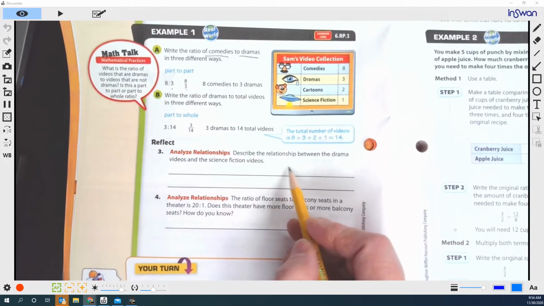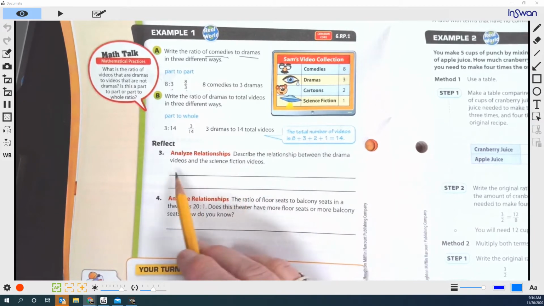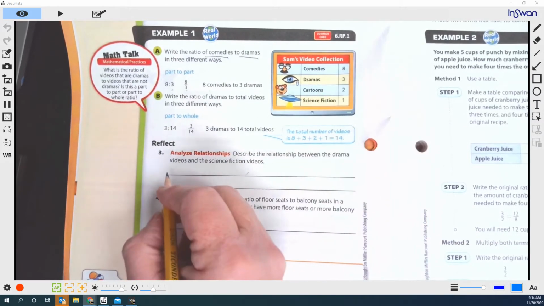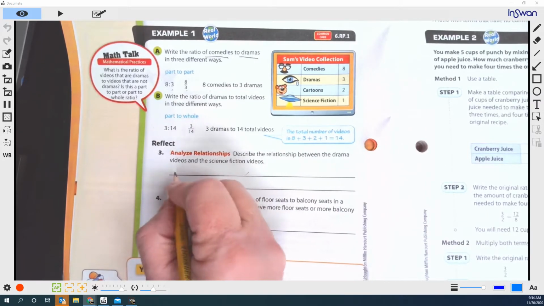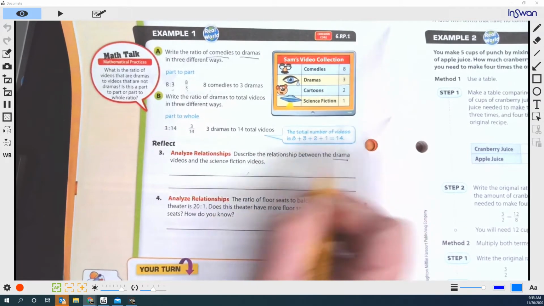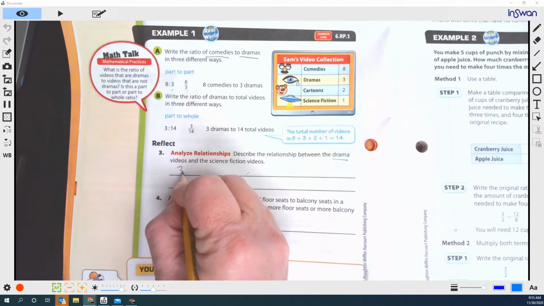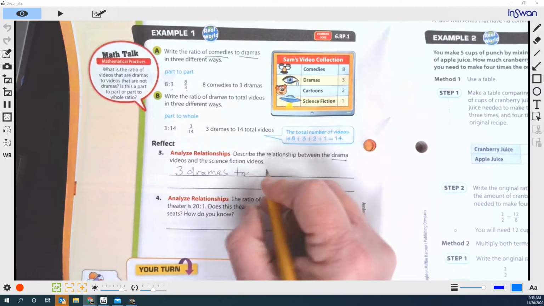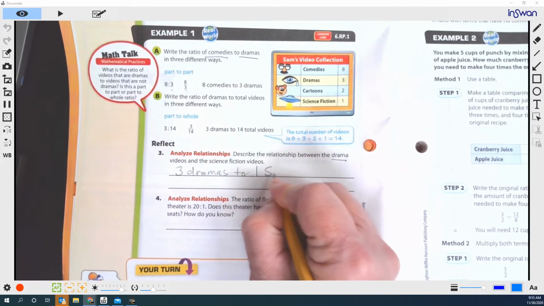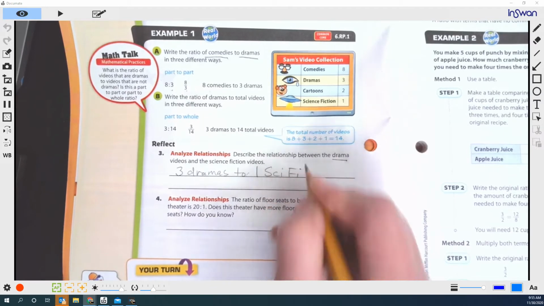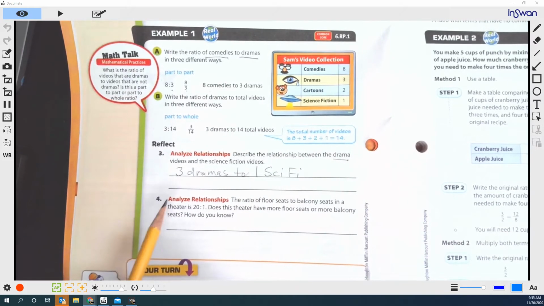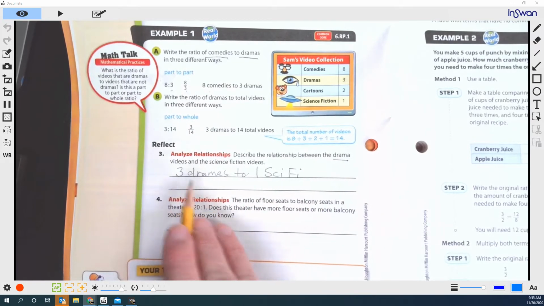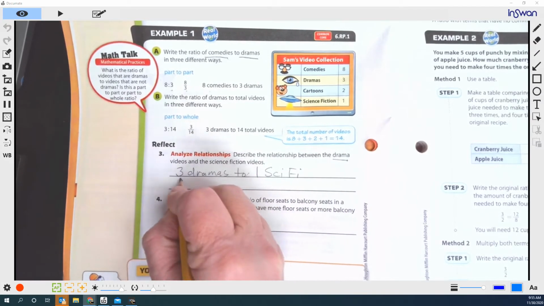If we look at the relationship between the drama videos and the science fiction videos, I always look right here. Science fiction is 1, dramas is 3, but we're starting with dramas. You go with what's first. We have 3 dramas to every 1 sci-fi, science fiction. I'm going to abbreviate that. When we talk about the relationship between those, for every 3 dramas, you would have 1 sci-fi. So that's all that means.